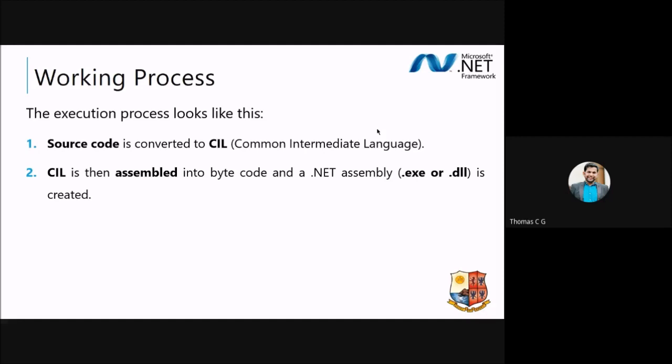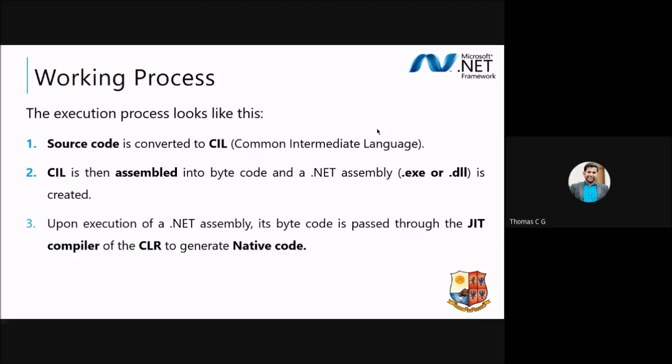The third step is you double click on that exe. I'm telling in layman's terms, you just double click on the exe. What happens? Upon execution of a .NET assembly, in other words, when you double click it, bytecode is passed through the JIT compiler. Please note the word just-in-time compiler of the CLR to generate native code, which means when you double click on the exe, the CIL code which is kept in that exe is converted into native code at that moment only. I hope you follow.